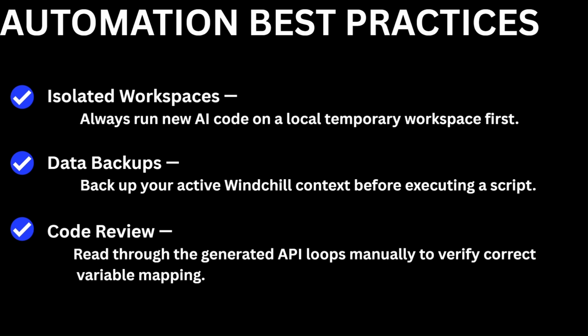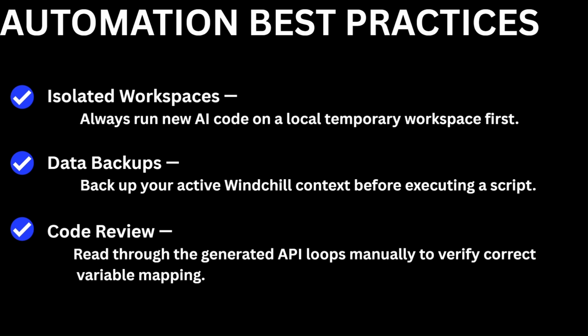Second, always back up your active Windchill workspace before running an external macro. A poorly structured loop can easily wipe parameter data if the boundary conditions aren't locked down. Finally, treat the AI output as a draft. Review the code manually to ensure the variable mapping aligns with your internal company standards before pushing it to production.